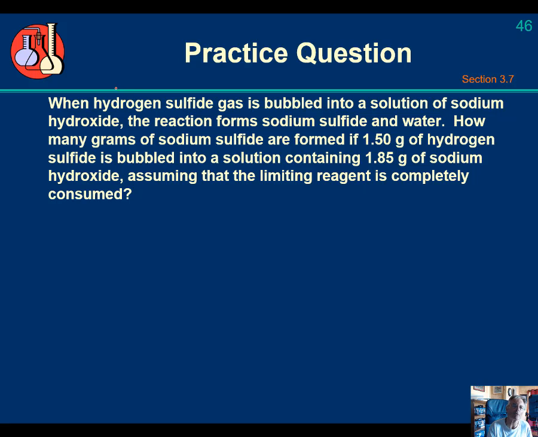Now, hydrogen sulfide, I'm not sure I would expect you to know this. It actually has a formula, H2S. It's a binary compound. It's definitely an -ide. By right, since it's a molecular compound, we should be calling it dihydrogen monosulfide, but nobody does. We just call it hydrogen sulfide. It is actually a gas. And we're going to bubble that into a solution of sodium hydroxide.